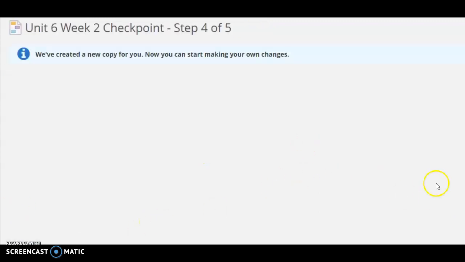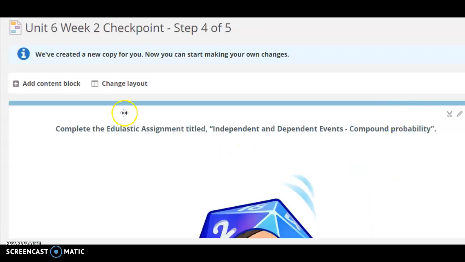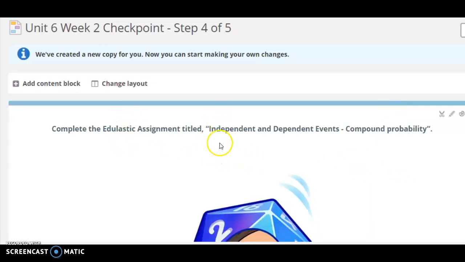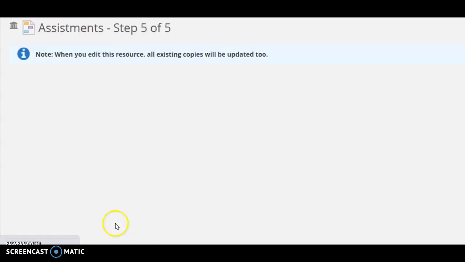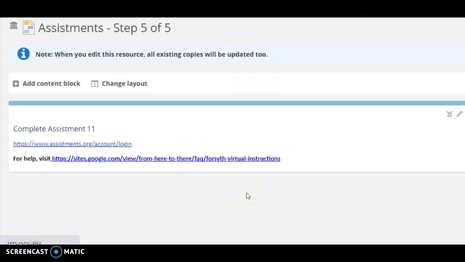Moving on to step 4, you have a checkpoint. It is in Edulastic and it's titled Independent and Dependent Events with Compound Probability. Okay, so you will complete that Edulastic as your final step on compound probability this week. Then you will move into your last step, step 5, which is assessments. If you've already completed Assessment 11, this is a really good opportunity for you to work on your slope learning path, which I'm about to go over now, okay?